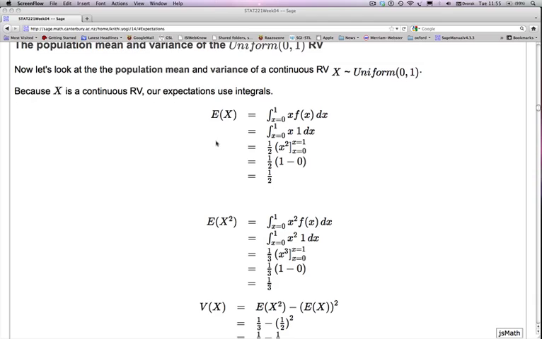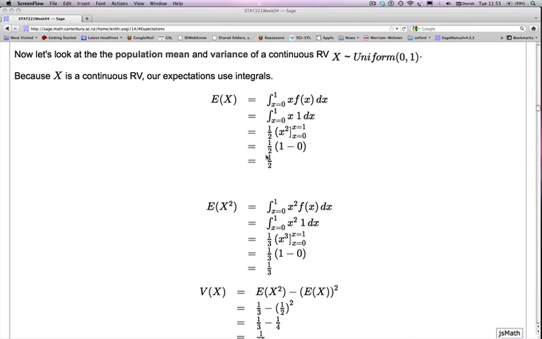Once again, the expectation of this random variable is given by the integral of x f of x dx, where f of x is the probability density function of the uniform 0,1 random variable, and in this case it's just 1 inside the interval 0,1. We can find its antiderivative and evaluate it as follows, and we find that the expectation of x is half.